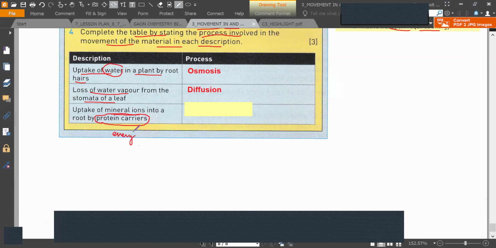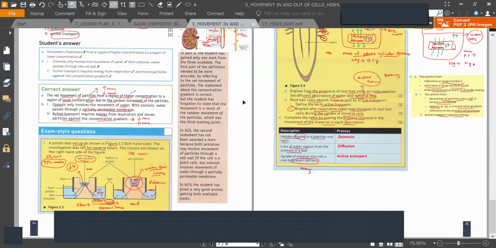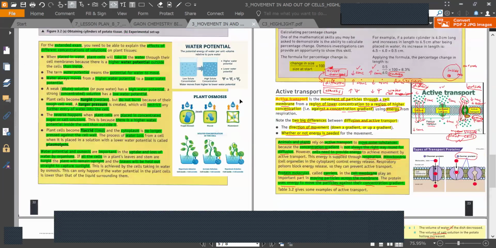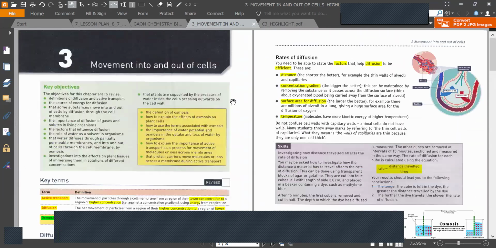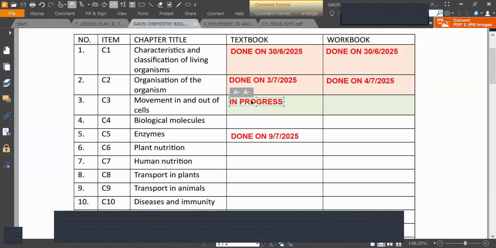Okay, so if we need energy, this is active transport. With this, we finish all the notes for unit 3 of the biology. So biology unit 3 is already finished.